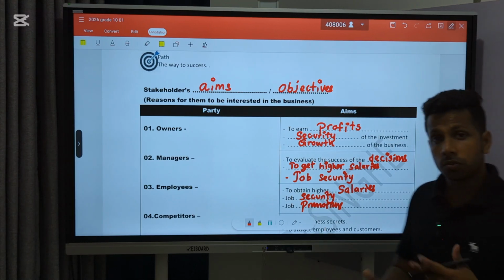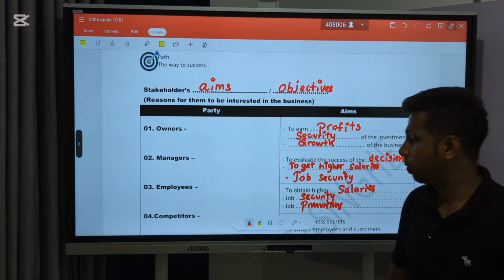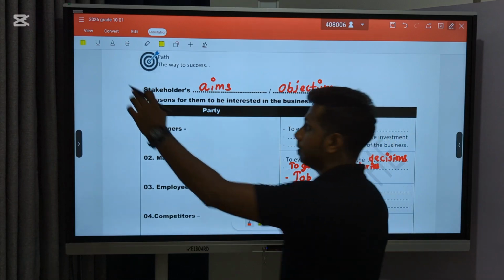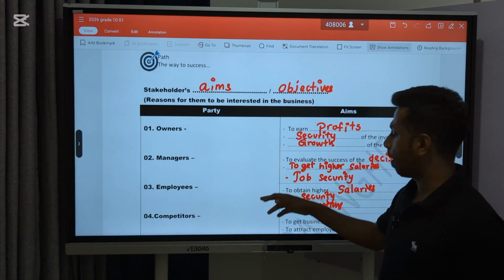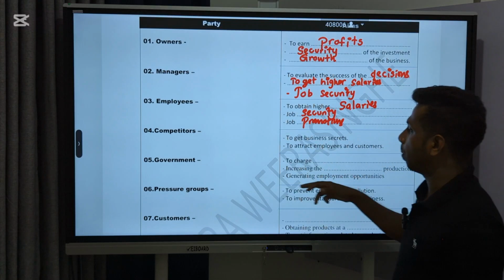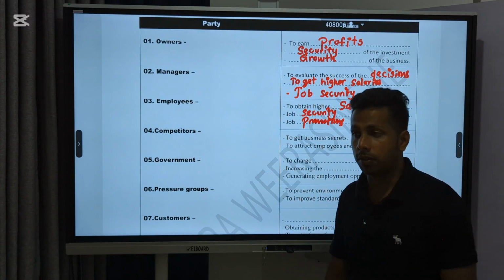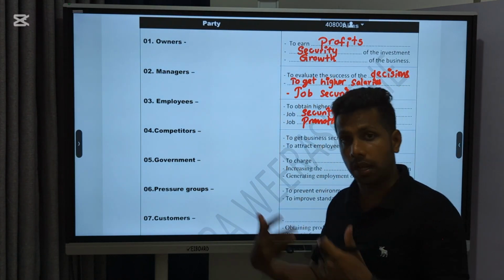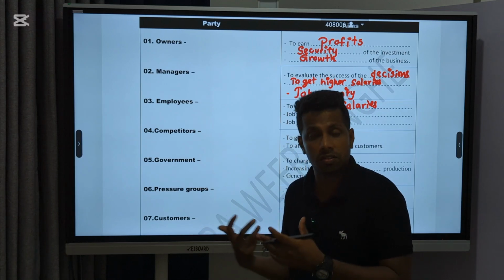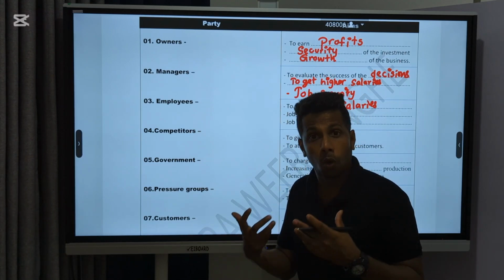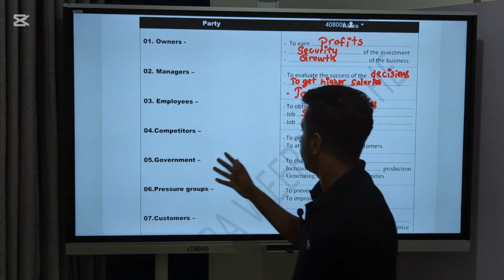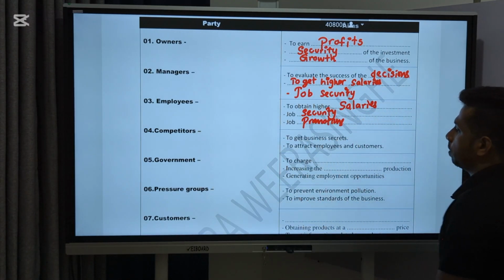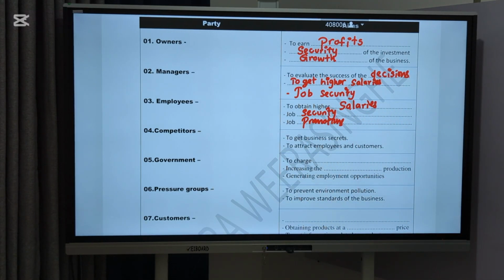To get promotions also, employees are interested in the business, right? Okay. So now you have an idea about, dear children, objectives of these parties, reason to have an interest. Now you can see competitors. What do they want? Why are they also interested in our business? To get our information, to attract our customers, to attract our loyal employees. That is normally called headhunting, right? To get business secrets, to attract employees and customers.